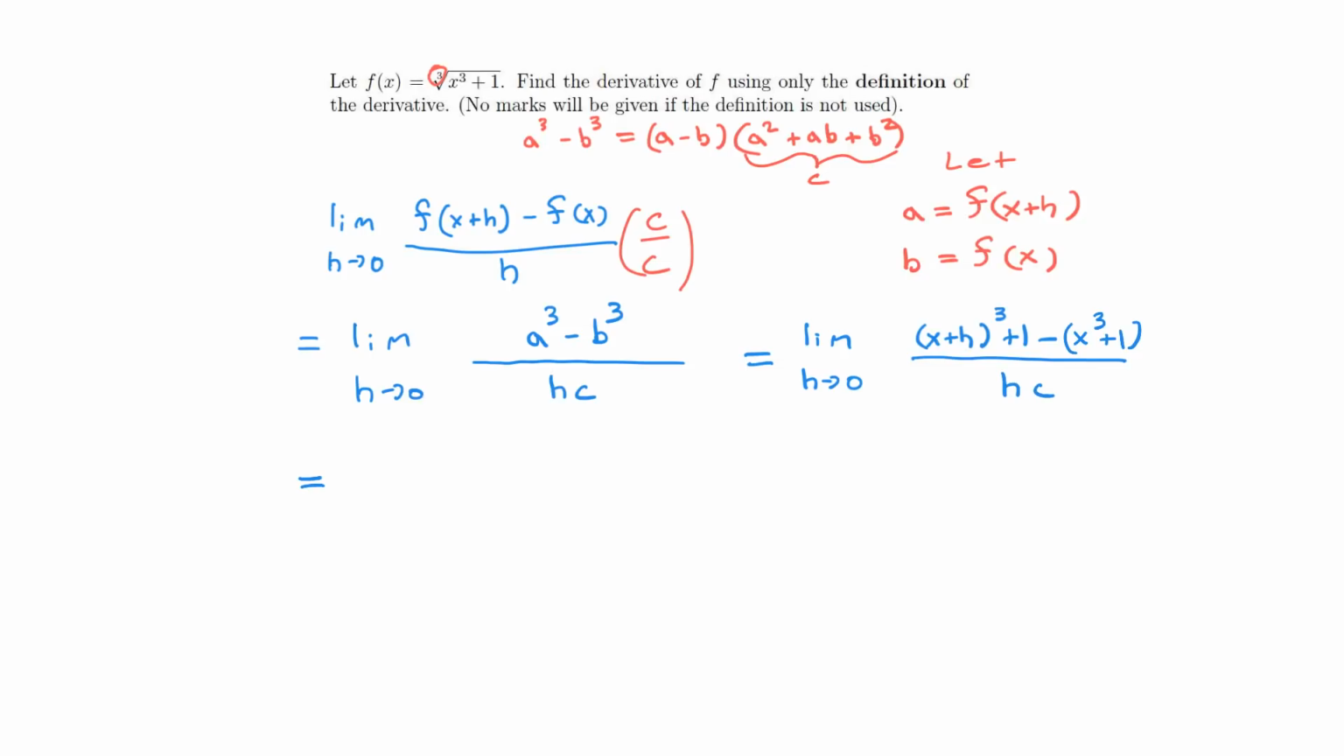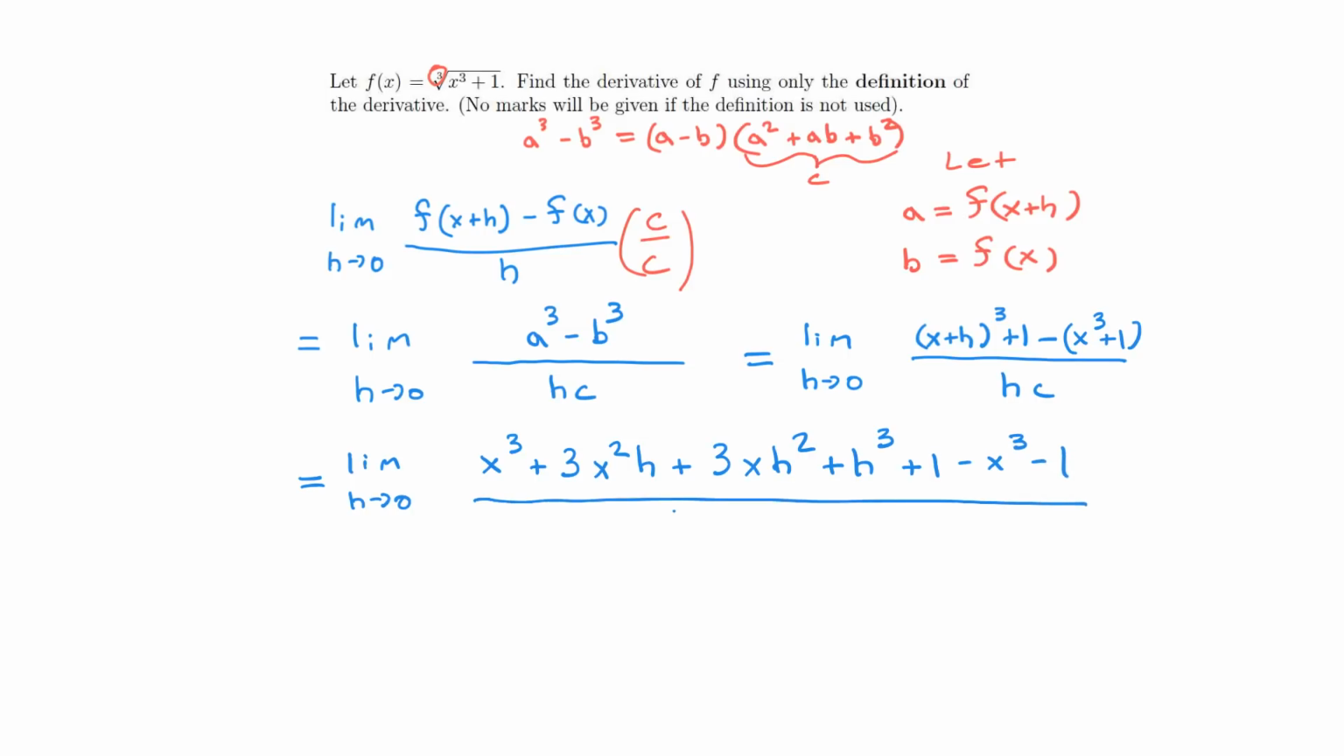Okay, so our limit now becomes, if we expand out the whole top, we have x cubed plus 3x squared h plus 3xh squared plus h cubed. That's expanding out the h plus x cubed. And then we have a plus 1. And then in our other term, we have minus x cubed minus 1. And the bottom is h and c, h multiplied by c.